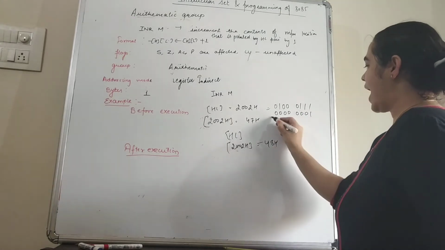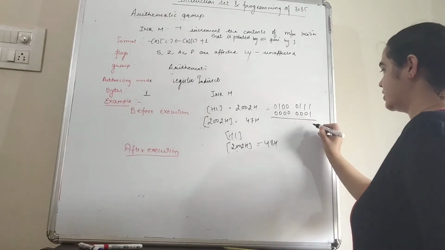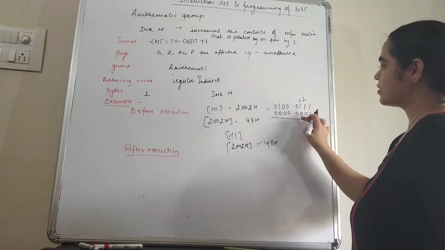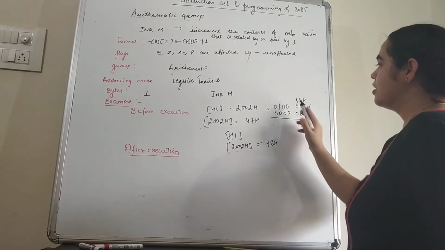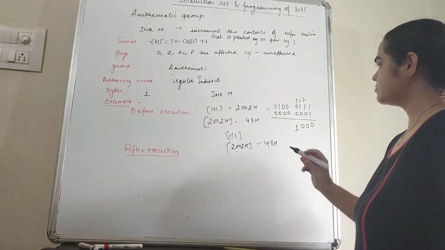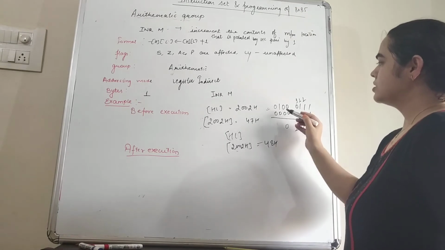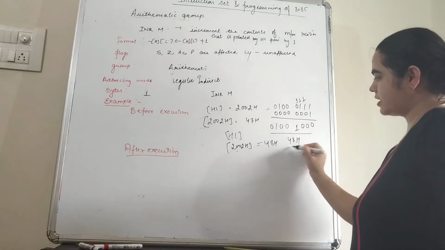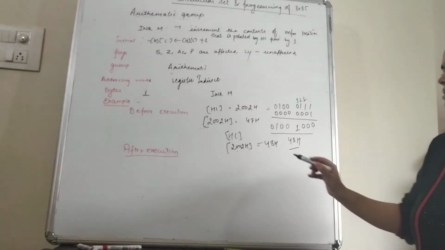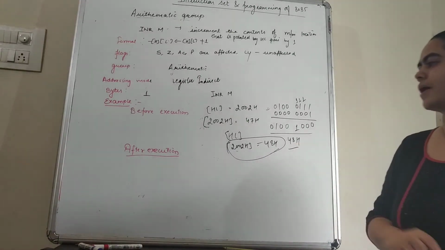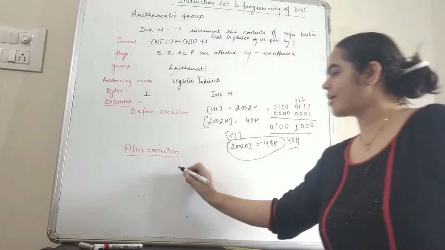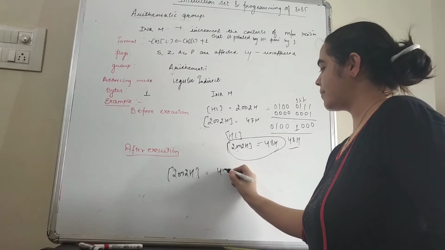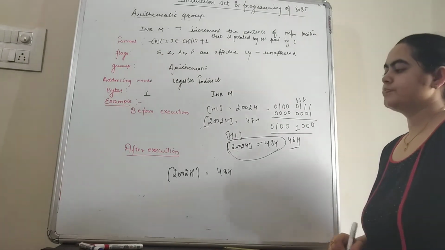So add these two numbers: 1 plus 1 is 10, 0 here, carry 1. 1 plus 1 plus 0 is again 10. 0 here, 1 here. 1 plus 0 is 1. Next, 0 and 0 is 0. 0 and 0 is 0. 1, 0. So the result is 48H. After the execution of this instruction, the new contents in this memory location are 48H. So after execution, the value in 2002H memory is 48H.